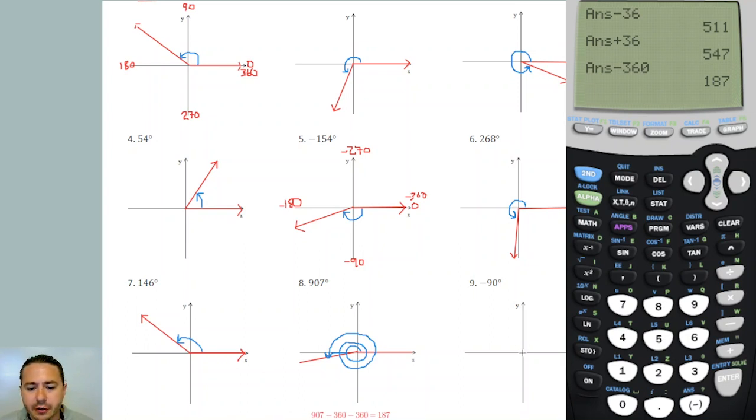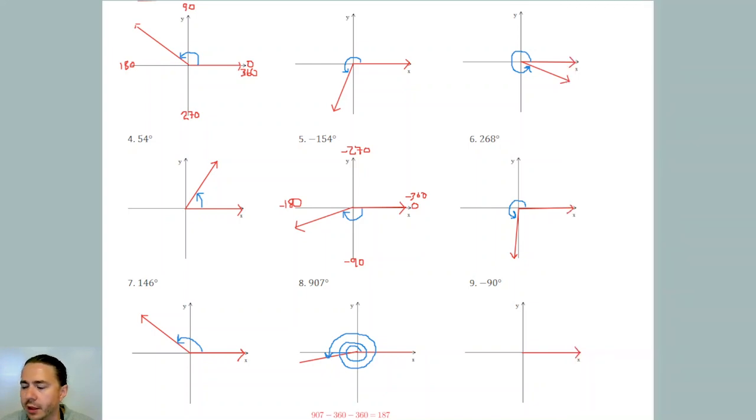Negative 90 degrees, that one's pretty easy. We're just going to rotate in the clockwise direction down to negative 90 degrees. It's still a right angle. It's just rotating clockwise.